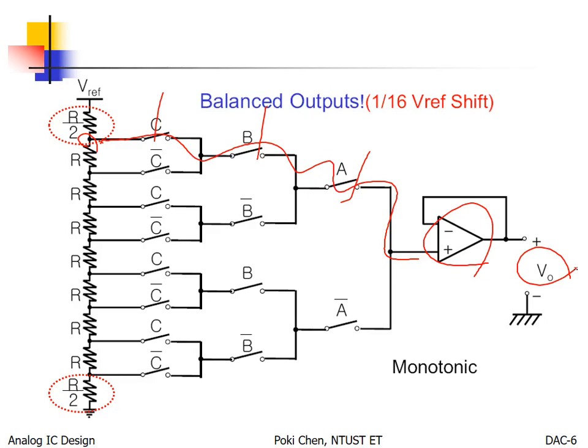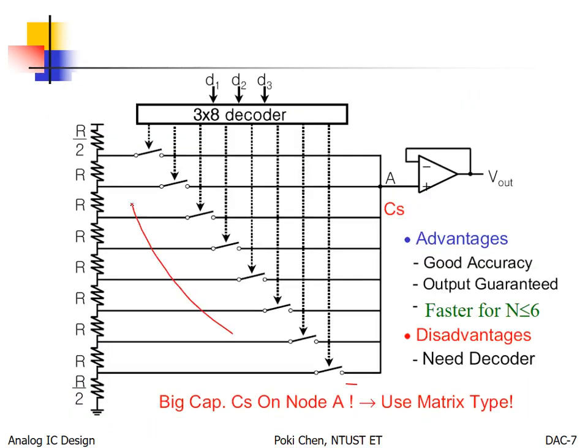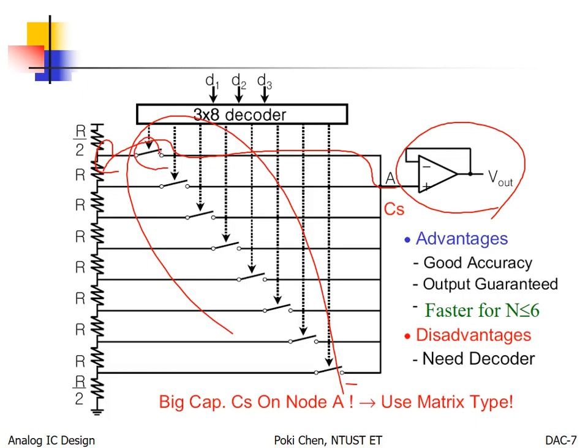All right? How to speed up the conversion? Here, for each node, only one switch to the output. Bingo. But you need to know which switch to turn on and all the others to be off, right? You need the help of such an address decoder.